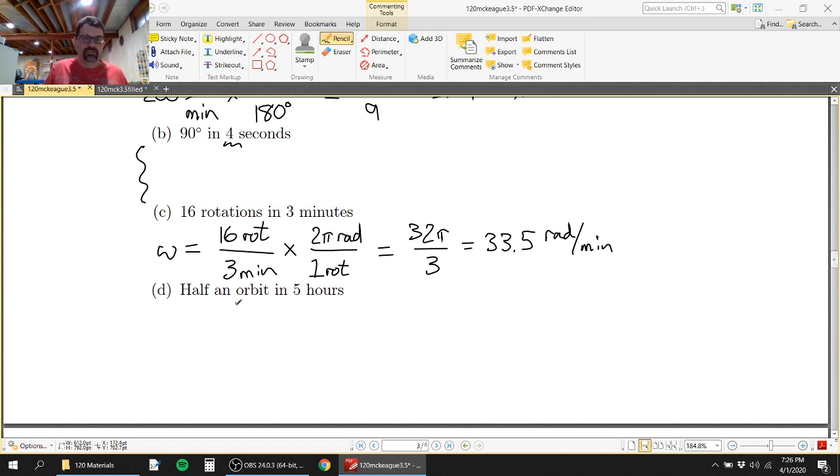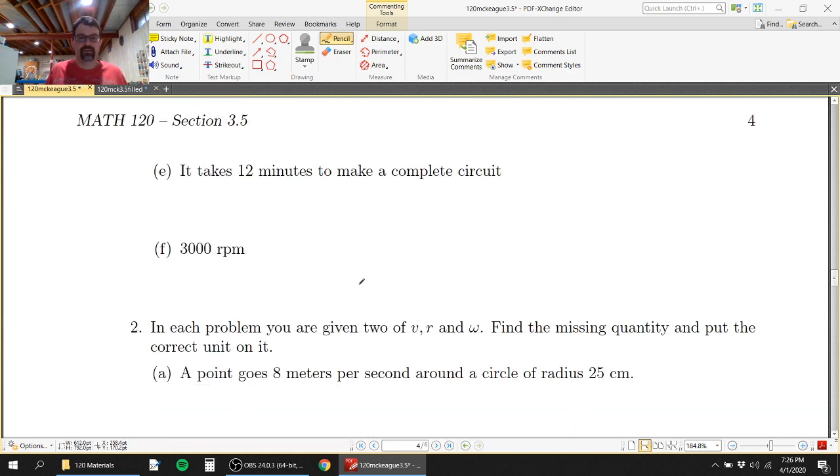Letter D, you can see the solution, but an orbit is a full rotation, so we're saying half an orbit over 5 hours. A complete circuit is also just another name for 1 full rotation. So omega is a full rotation over 12 minutes, and you convert that to radians. You can see it in the other one, or in the filled-in notes.